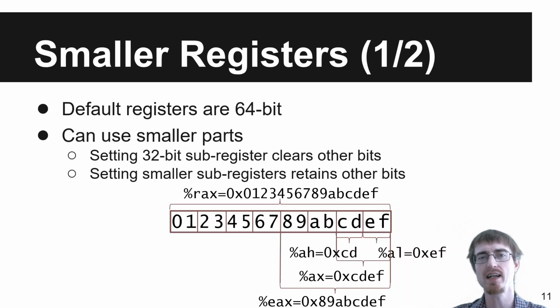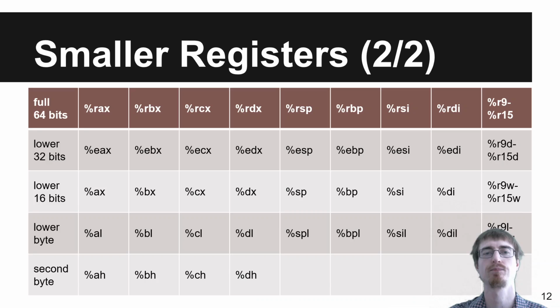Then we also have AX, which contains the low order 16 bits. And finally, we have AL and AH, which contain the lowest order byte in AL and the second byte in AH. Again, this all exists for legacy reasons. Even the names exist for legacy reasons. Obviously, AL and AH were originally the lower and upper byte of the AX register. Then we extended the AX register to call it EAX. And finally, we extended it again to call it RAX. This is how the current situation came to be.